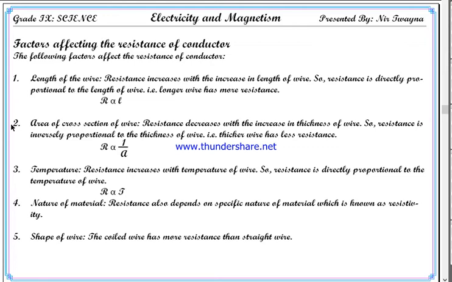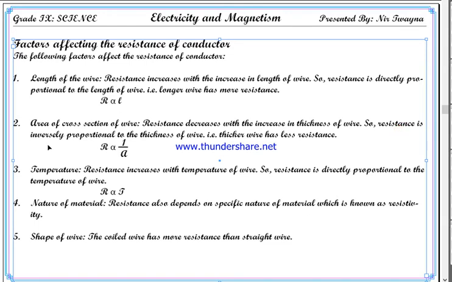Okay, so thickness is inversely proportional to resistance. That means if thickness increases, resistance decreases. If thickness decreases, resistance increases. So resistance decreases with the increase in thickness of wire. So resistance is inversely proportional to thickness of wire. That is, a thicker wire has less resistance. Understand this or not?